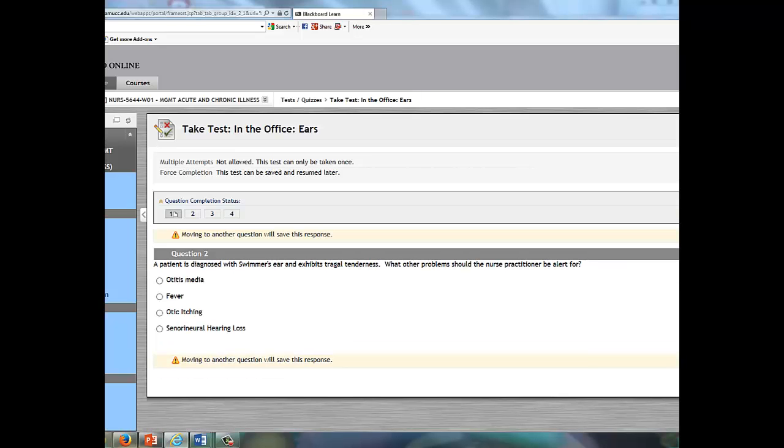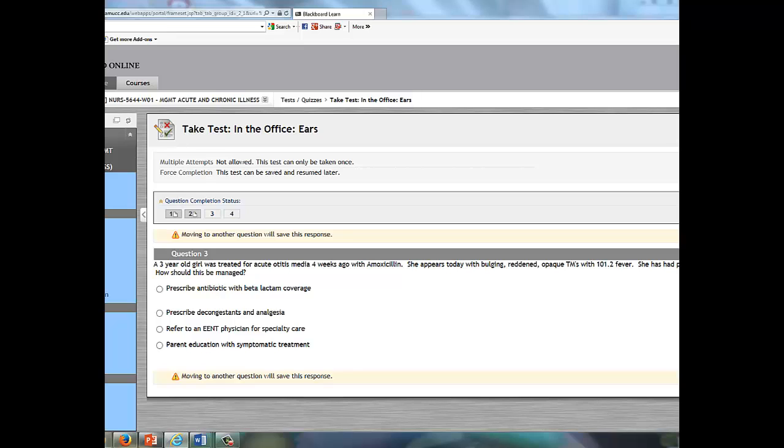A patient is diagnosed with swimmer's ear and exhibits tragal tenderness. What other problems should the nurse practitioner be alert for? Okay, so we got sensory neural hearing loss. No, that doesn't make sense because that's in the outer ear. So a swimmer's ear is an otitis externa, and they can get swelling, and the sound waves can't get to their eardrum. So that wouldn't be sensory neural. So otic itching, yeah, that's pretty consistent with that. Fever, otitis media. No, I'm probably going to go with fever is not, and otitis media is not, because they shouldn't normally get a fever with otitis externa, and otitis media is something different.